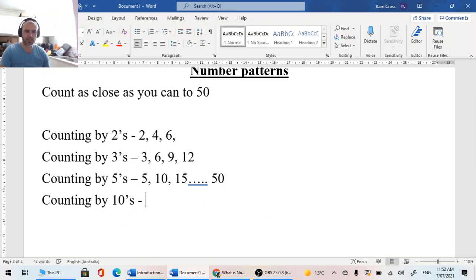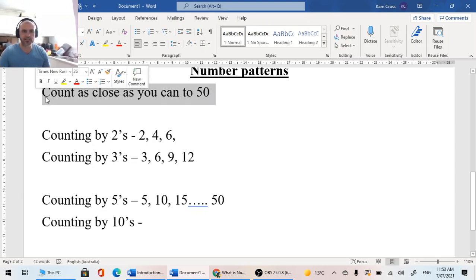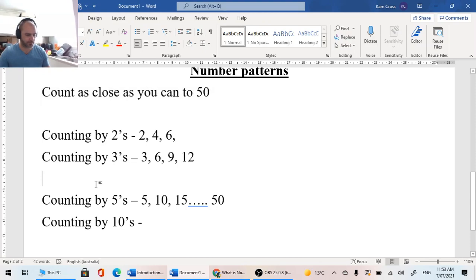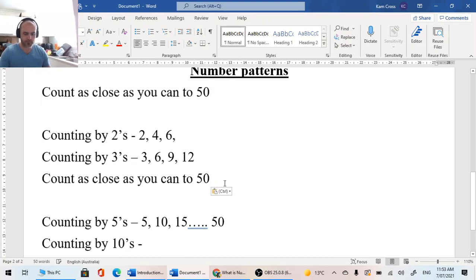Tens, I'm going to give extra points to those of you that can get all the way up to 100 with your tens. You know what? Scratch that. We're going to count as close to 100 for our tens and fives.